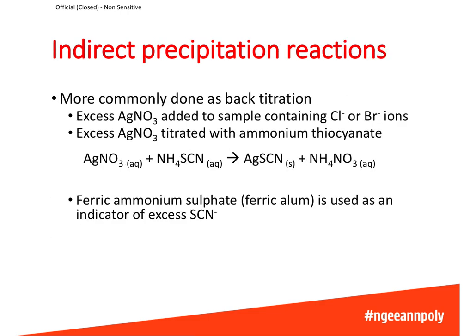Another method of doing titrations involving precipitation is as an indirect titration or back titration. This method is actually more common. For example, excess silver nitrate is added to the sample that contains either chloride or bromide ions. The amount of silver nitrate that did not react is determined through titration with ammonium thiocyanate. In this titration, ferric ammonium sulfate or ferric alum is used as an indicator to detect excess thiocyanate ions. The indicator would turn blood red in the presence of the thiocyanate ions.